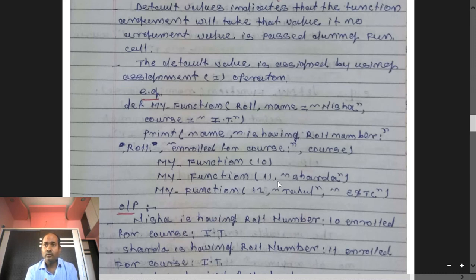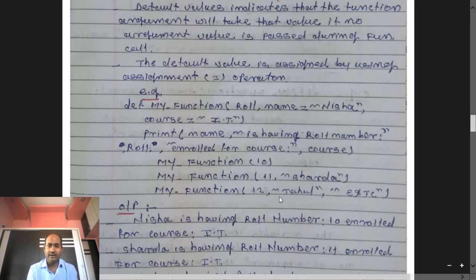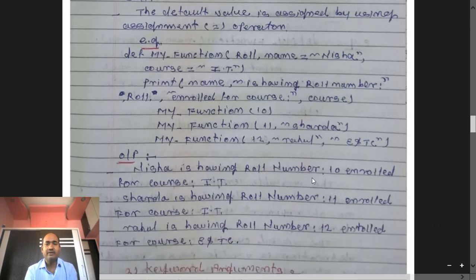Here we pass only two arguments to their parameters. These are 11 and Shraddha. Here we pass the three arguments, all of these. Due to this, our output shows that Nisha is having roll number 10, enrolled for course IT. Shraddha is having roll number 11, enrolled for course IT.